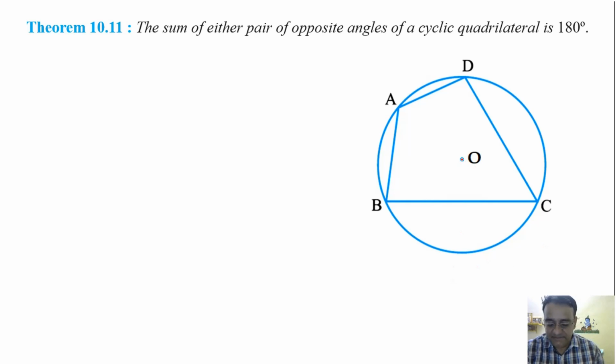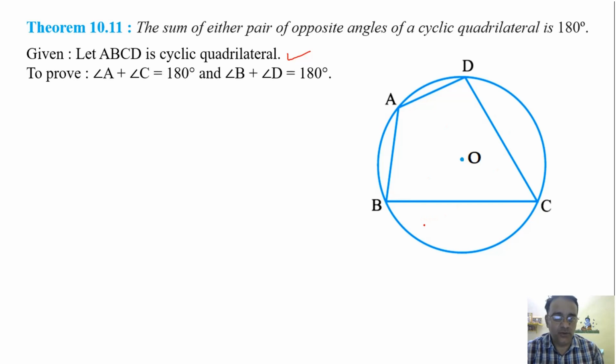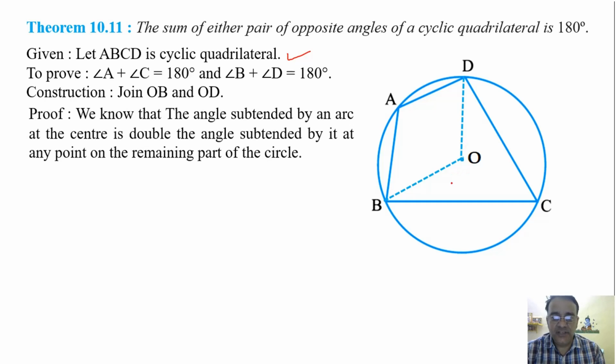First, let ABCD be a cyclic quadrilateral. What we have to prove is that angle A plus angle C is equal to 180, and angle B plus angle D is equal to 180. We have to prove both. So we'll do one construction. We'll join OB and OD, right? Now we know that the angle subtended by an arc at the center is double the angle subtended by it at any point on the remaining part of the circle.